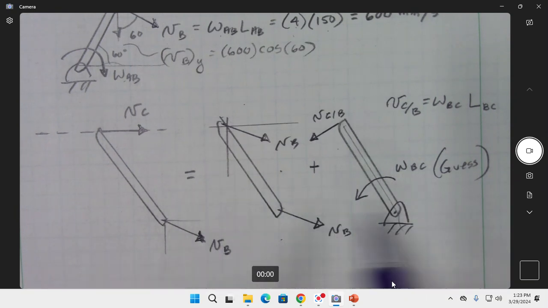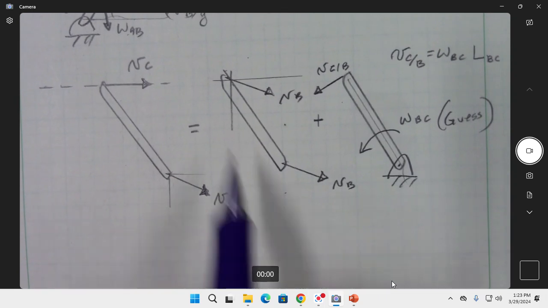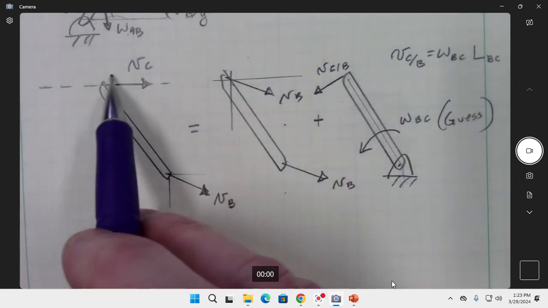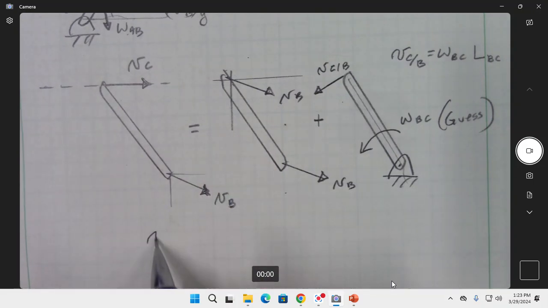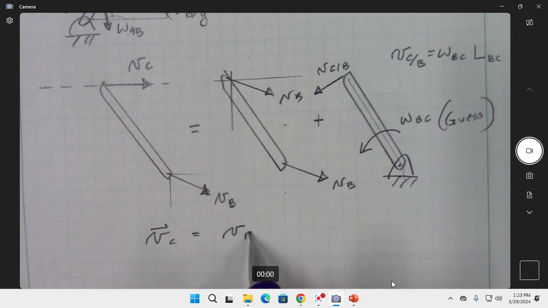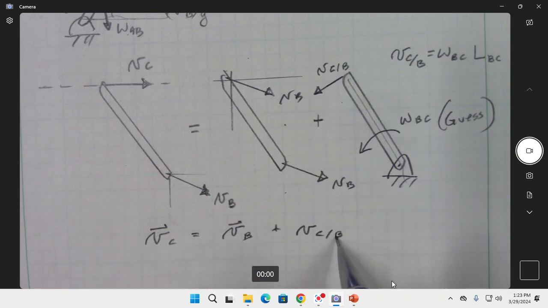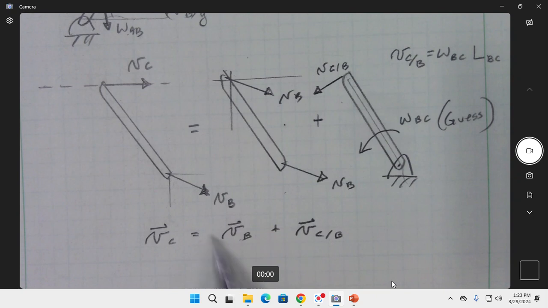And so now what I want to do is write out the main equation that we're really focusing on. So we're writing an equation for this unknown spot right here, which is a vector. VC is going to be equal to VB plus VC with respect to B. That "with respect to" means that this is the reference. So here is the motion of C with respect to the reference. And when you put them together, you will get the motion of C.